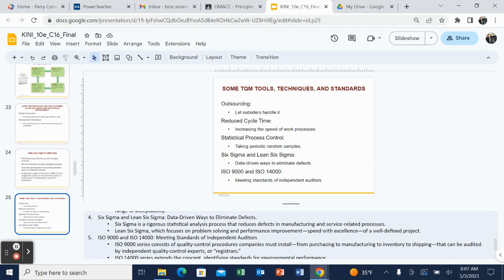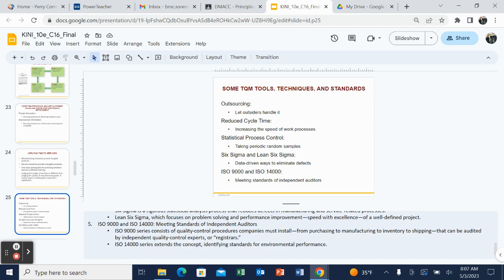And we have Six Sigma and Lean Six Sigma. So these are data-driven ways to eliminate defects. So Six Sigma is a rigorous statistical analysis process that reduces defects in manufacturing and service-related process. And then we have Lean Six Sigma, which focuses on problem solving and performance improvement. So a speed with excellence of a well-defined product.